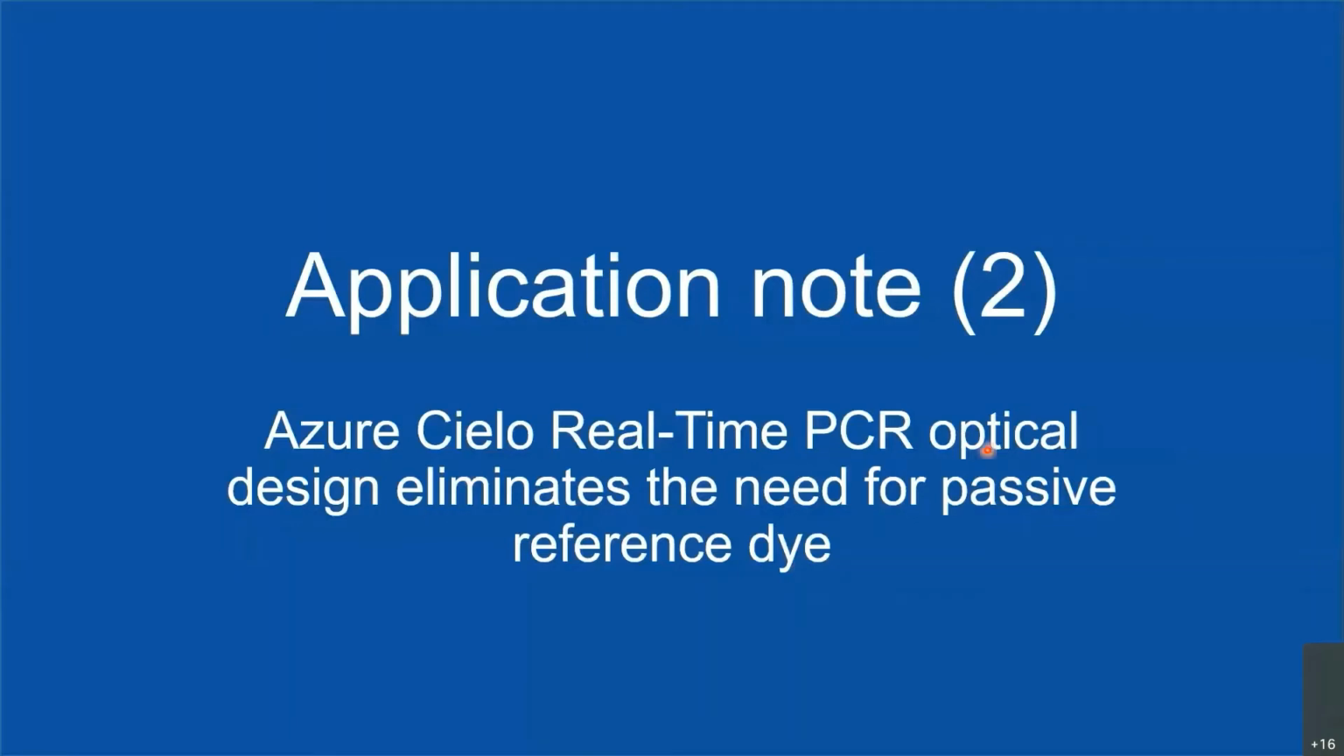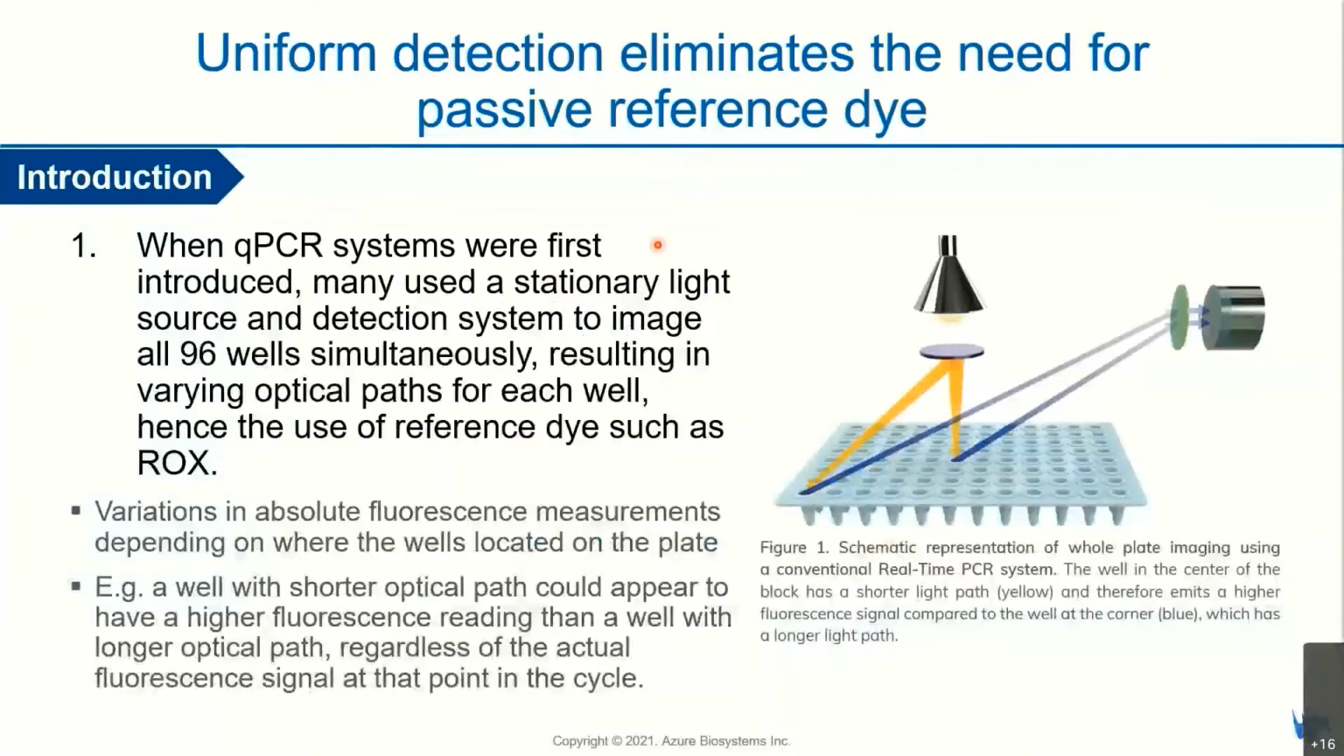Azure Cielo optical designs eliminate the need for a passive reference dye. Okay, here is a little bit of introduction. When qPCR was first introduced, many instruments used a stationary light. On the right, you can see a representative figure of how the imaging looks in a conventional real-time PCR system. Conventionally, they use one stationary light source to image the whole 96 wells simultaneously. Of course, it has its own advantages and also disadvantages.